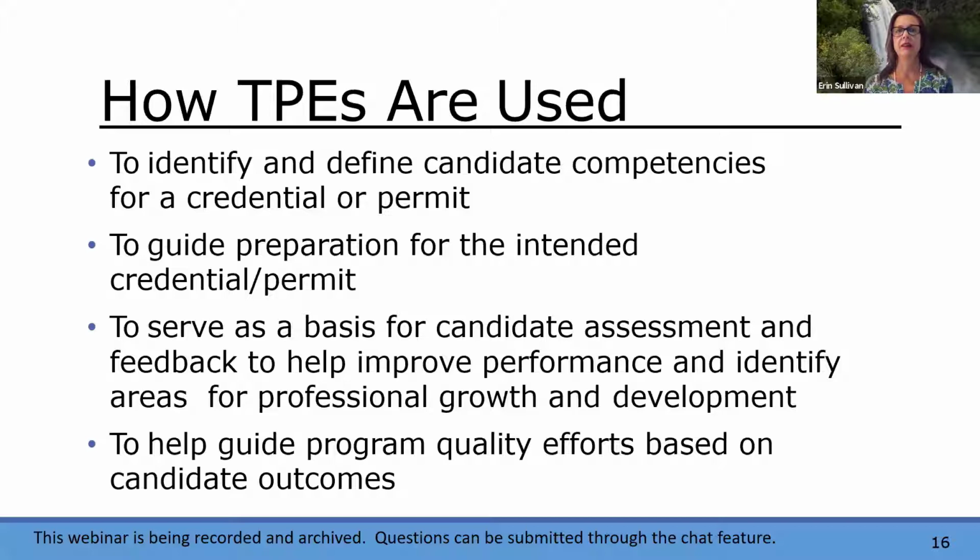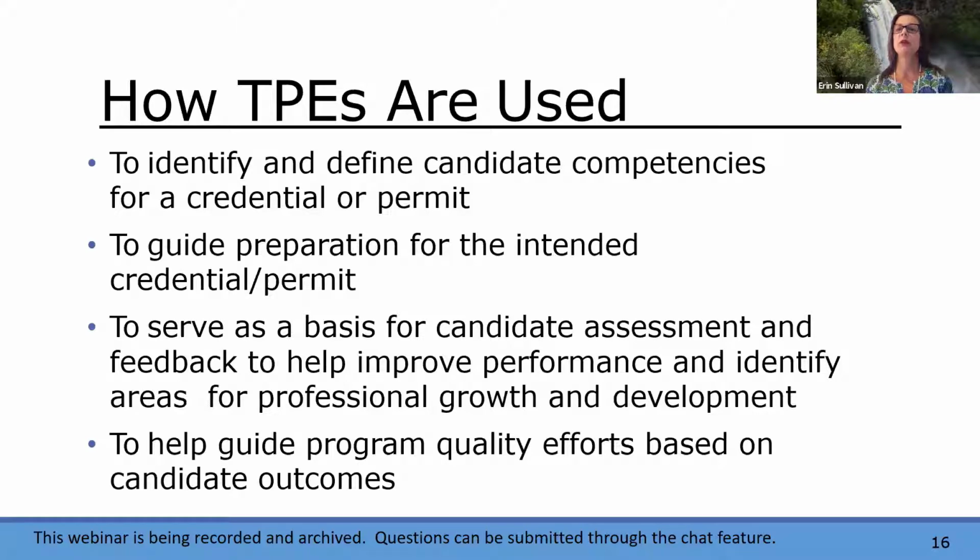There are 4 sets of TPEs. As Phyllis mentioned in the previous slide, we have 4 job levels that we're looking at for early childhood educators. So there is 1 set of TPEs for each of the job roles of an early childhood practitioner: assisting, teaching, mentoring and coaching, and administration.